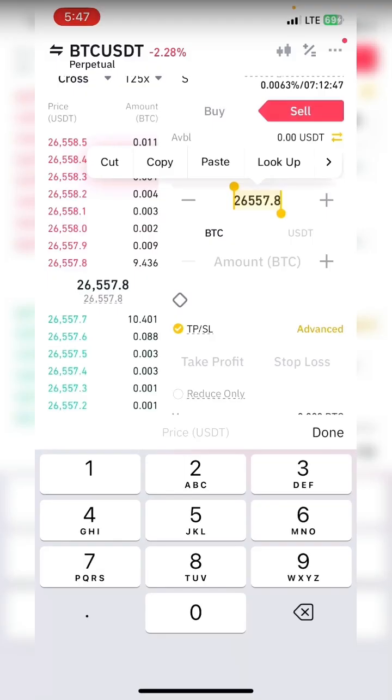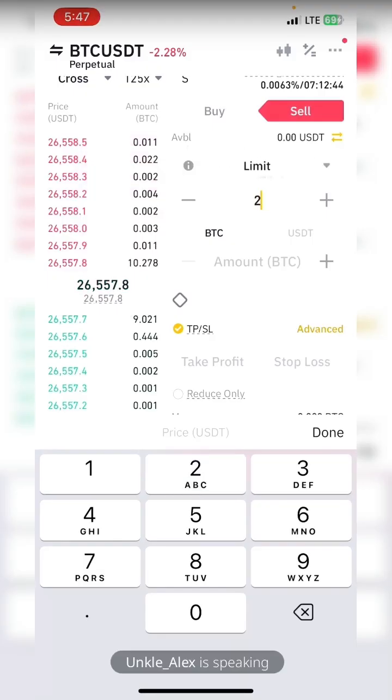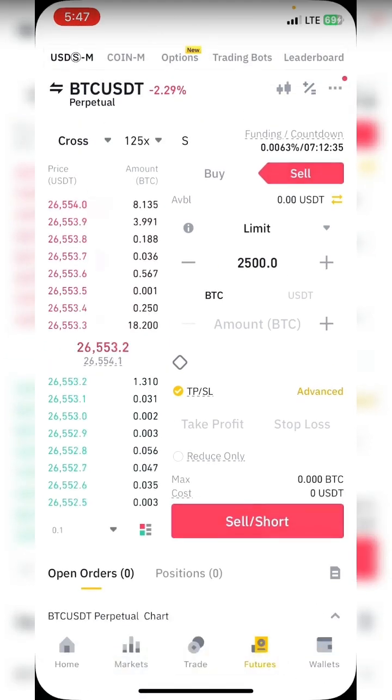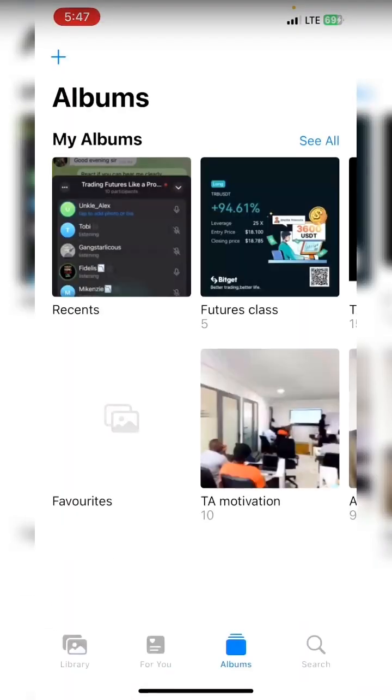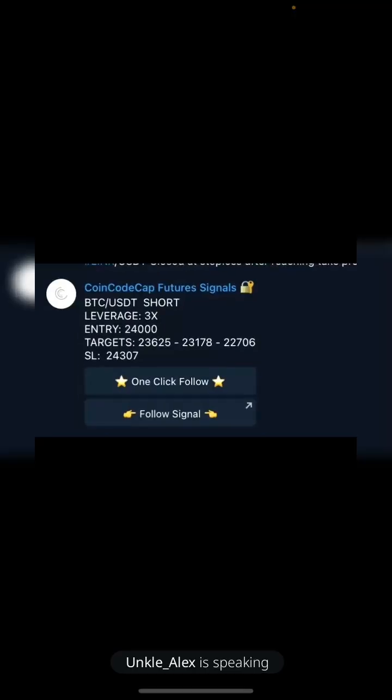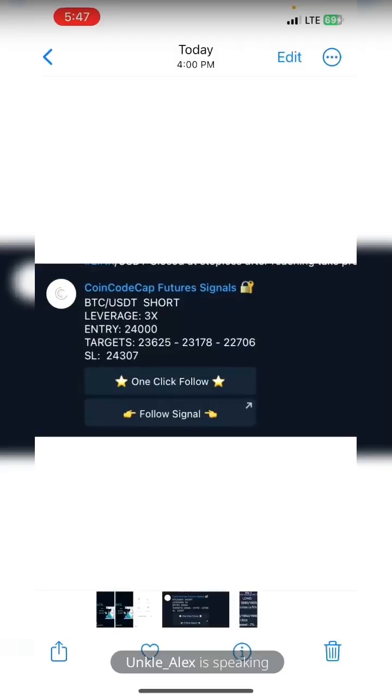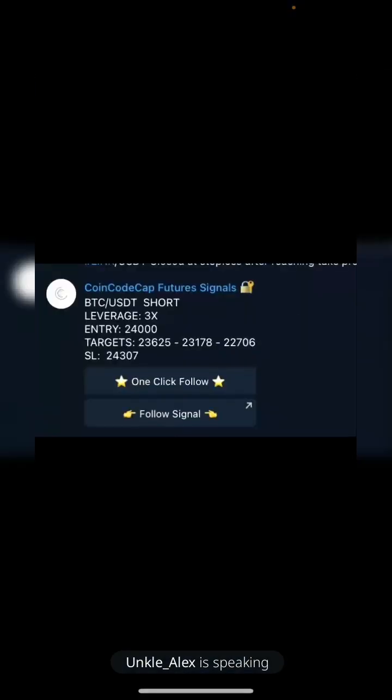If you're a technical analyst, in your analysis, I'm sure you already have a price you intend to trade. This is where you input that price. Now this is where you input the amount. Okay, now let me do a live example. Let's say you got a signal, or maybe you analyzed from your chart and you got an entry to short BTC from 24,000.